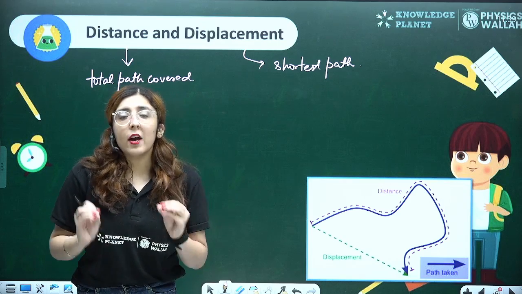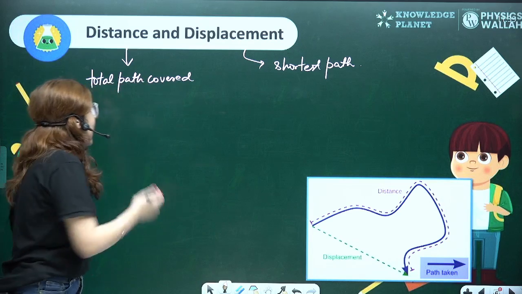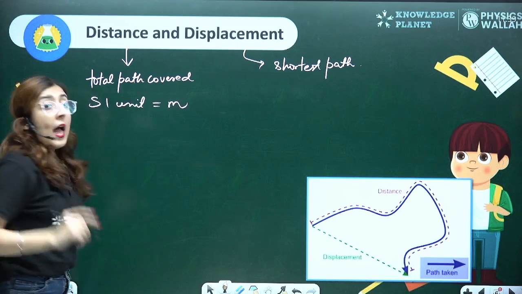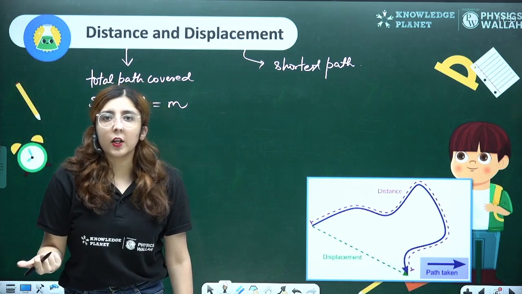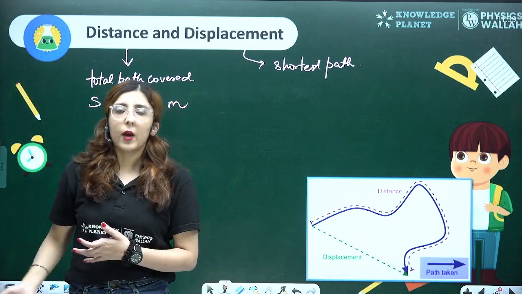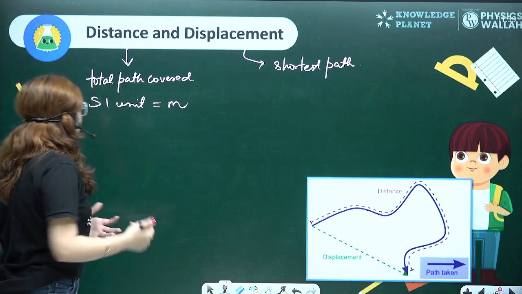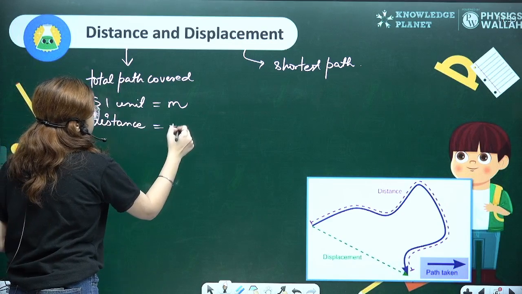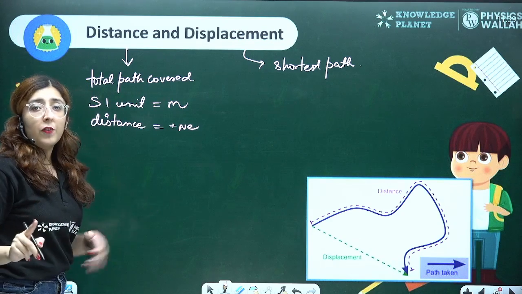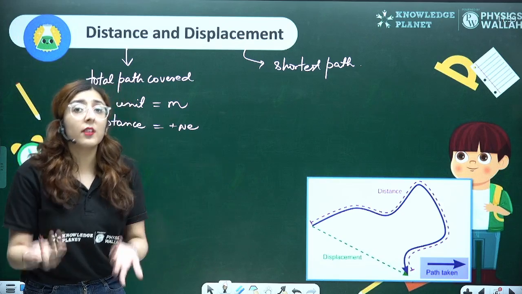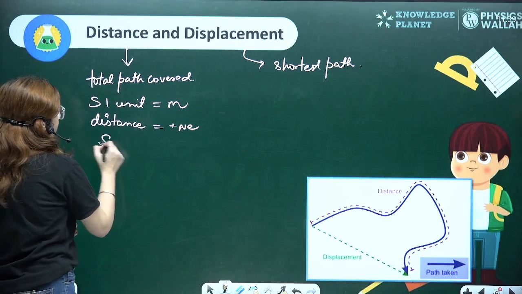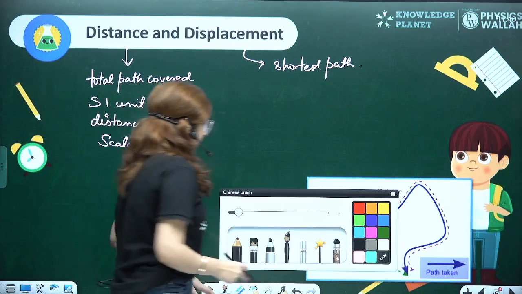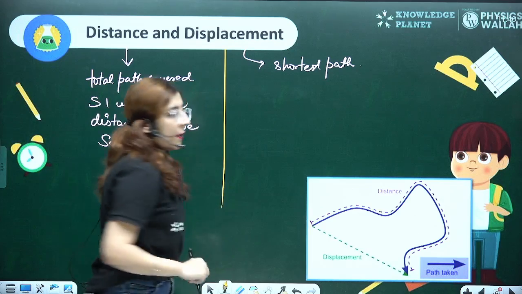Now if I ask you what the SI unit is, you will say the SI unit is meter. And distance can never be negative, certainly, no? You cannot say that we have moved a negative distance. So distance is positive. Moreover, no direction is needed, so distance will be a scalar quantity. This is the basics about distance.